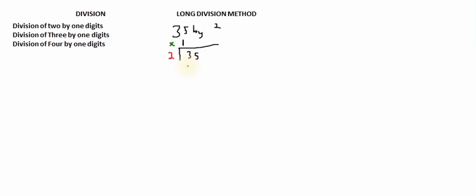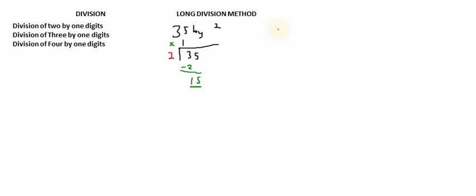Next, 1 times 2 gives me 2, and I subtract from 3. 3 minus 2 gives me 1. Then I bring down the 5. 1 cannot be divided by 2, so the only thing to do now is to extend it to 15. 15 divided by 2 is going to give us what?